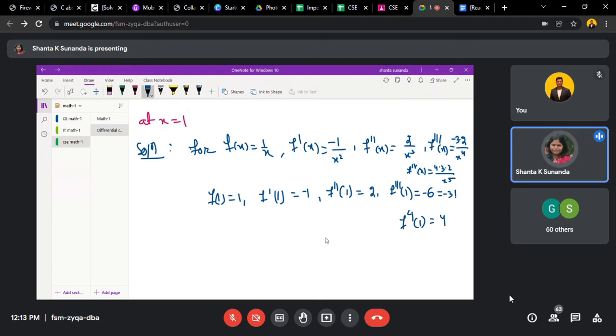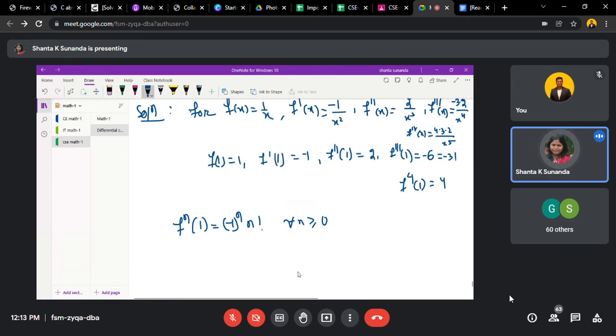If you want, you can also write the nth derivative of f at 1 is minus 1 power n into n factorial. We are getting here 1 factorial, the derivative, so it is n factorial, for all n greater than or equal to 0.